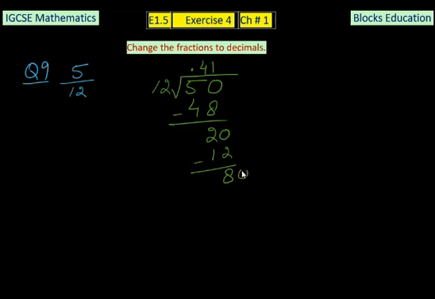more 0 here, right? And now 12 sixes are 72, right? So this is the closest number, because 12 sevens will be bigger than 80. So 12 sixes are 72 here. Once again, minus, and 8 carry here.